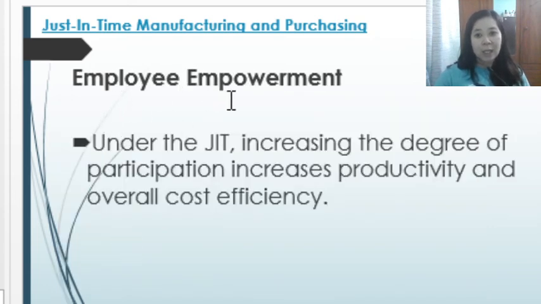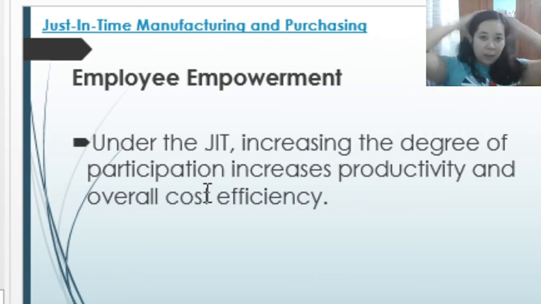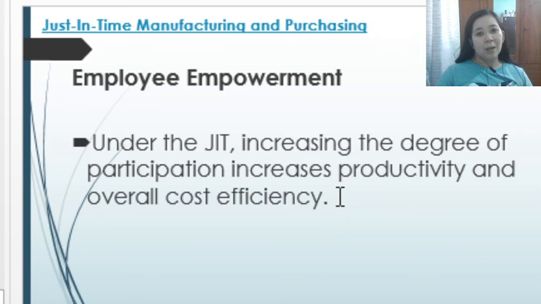So what about employee empowerment? So how does JIT manufacturing and purchasing affect employee empowerment? So here, under the JIT, increasing the degree of participation will also increase productivity and overall cost efficiency. That is why in the production cell, as mentioned and illustrated a while ago, the worker should be multi-skilled, because it will define their degree of participation, which is related to the increase of productivity, which will then reduce the overall cost of production.